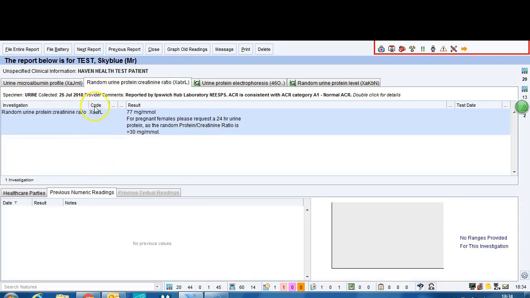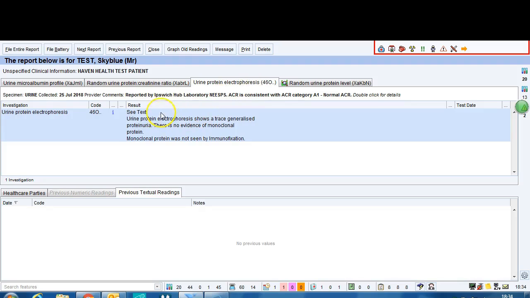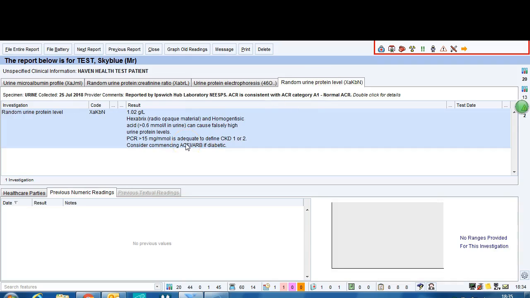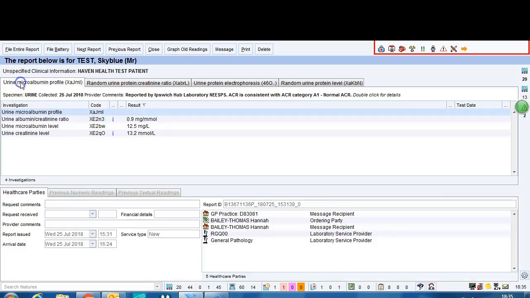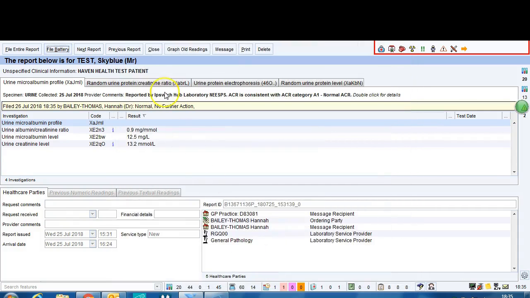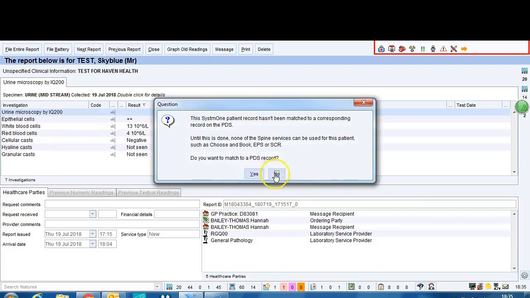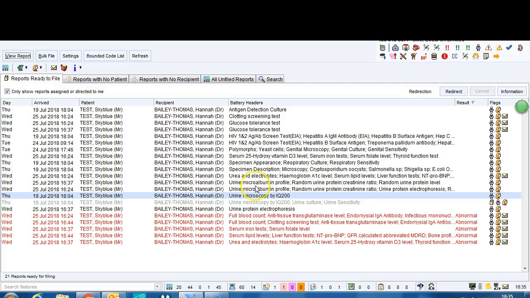PCR is over 15 though, so that's abnormal. Protein electrophoresis is actually normal, but again, I wouldn't expect you to be able to interpret that. I don't even know what that is myself, so I'll leave that alone. Basically, the ACR is normal, and the rest we're going to leave. So, yeah, that's those ones.